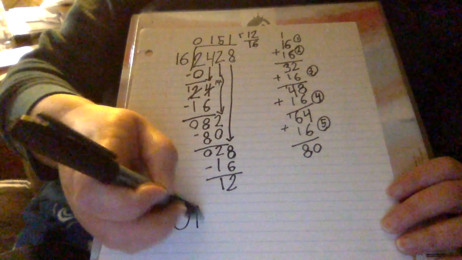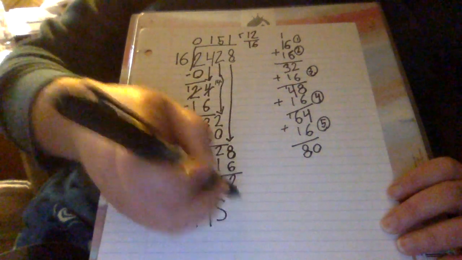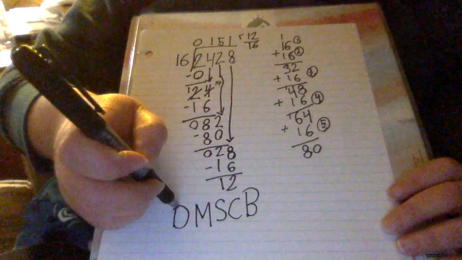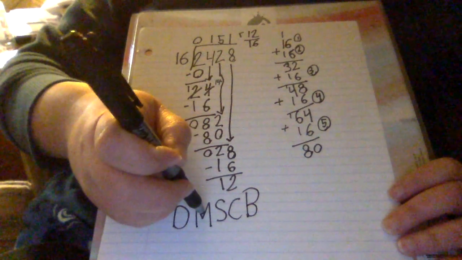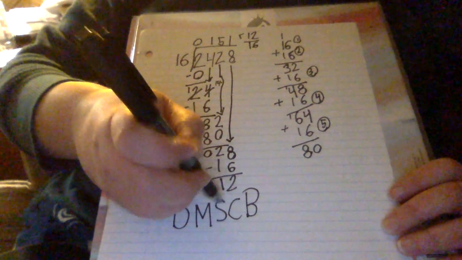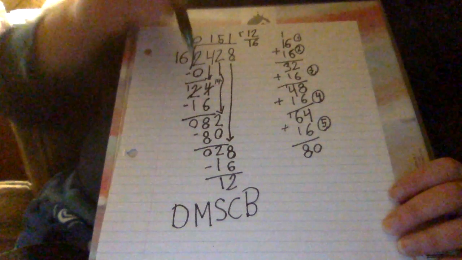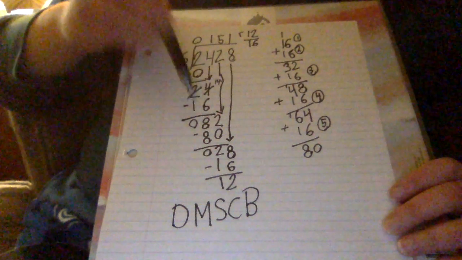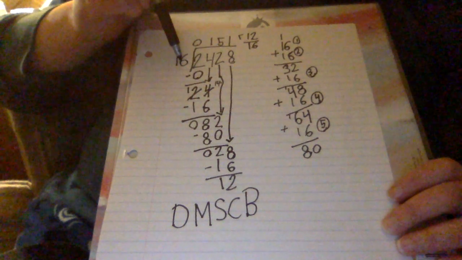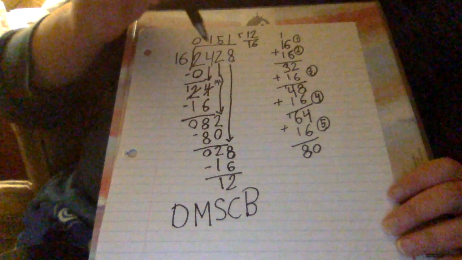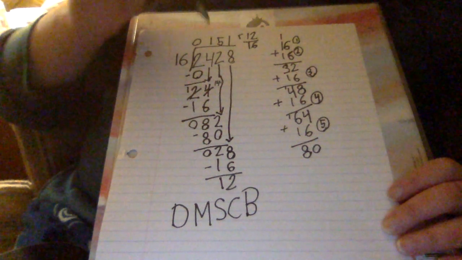Does McDonald's sell cheeseburgers? We divide. We multiply. We subtract. We check, making sure that the answer of our subtraction is smaller than our divisor. And then we bring down that next digit. Does McDonald's sell cheeseburgers?